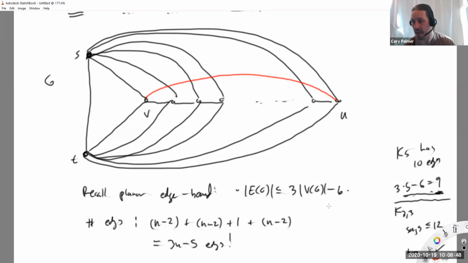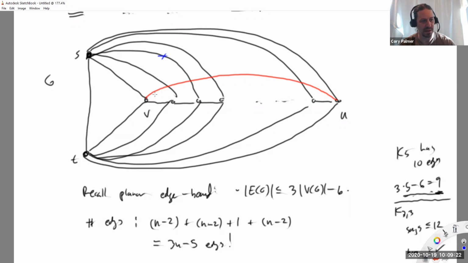What it does say is that if I remove one edge, I can't say this anymore. I can't violate this anymore, and it may or may not be planar. In this case, if I remove the red edge, it's clearly planar. If I remove a different edge, maybe, maybe not. Just because you drop under this bound doesn't mean that you're planar. If I were to drop this edge here, I think I don't become planar.